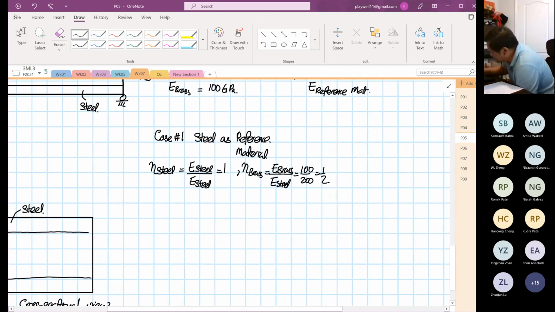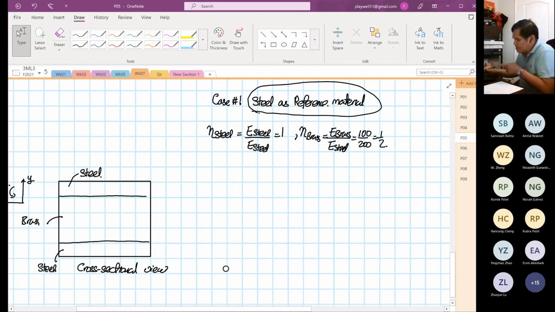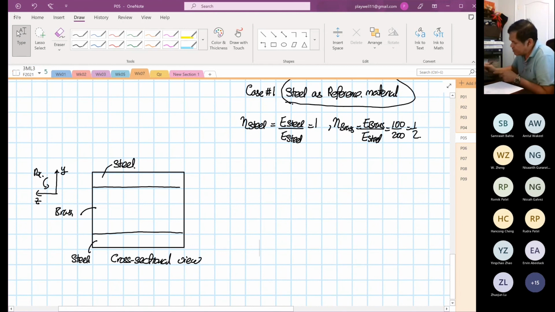When you say steel is the reference material, it means how to change this structure, now that's a sandwich, so that everything is made of steel. You take out the brass and make everything steel. But the strength of the structure cannot change. I repeat again, the strength of the structure cannot change.